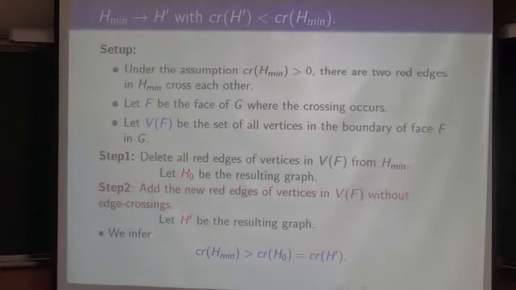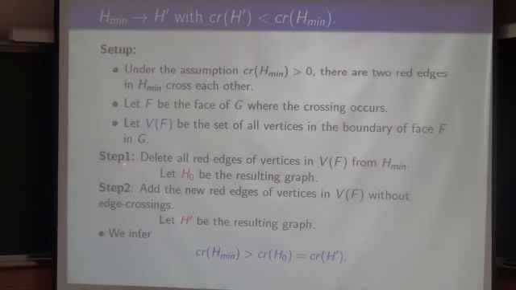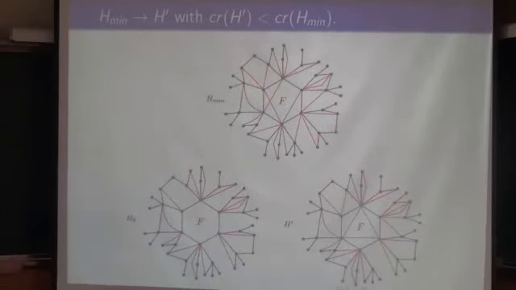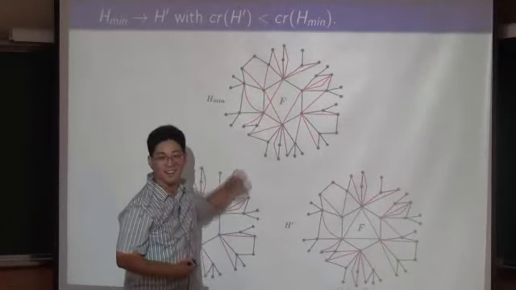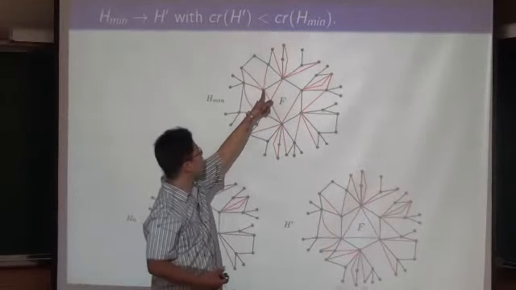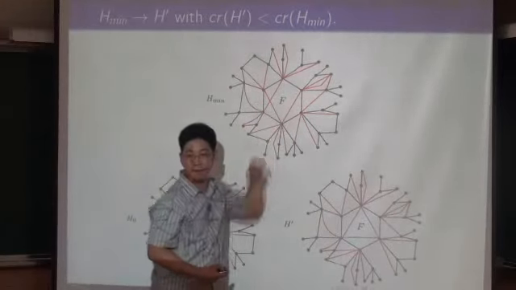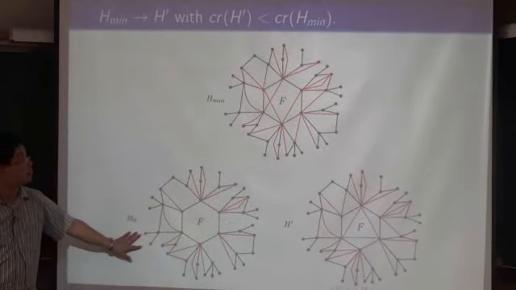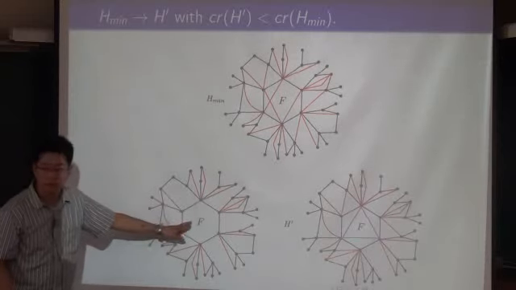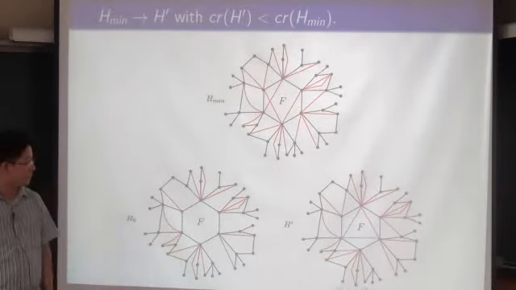Okay, then we will do the following. Step 1, we delete all red edges of vertices in V_F from H_min. And let H_0 be the resulting graph, right? So this is H_min, but since there is edge crossing here, we want to remove that. So first we remove the red edges of these vertices. Then we will have this kind of graph, H_0, right? So we remove the one edge crossing, right?